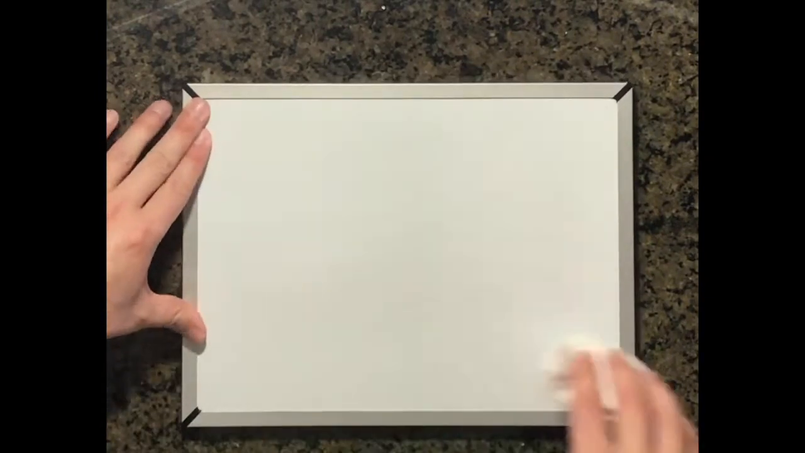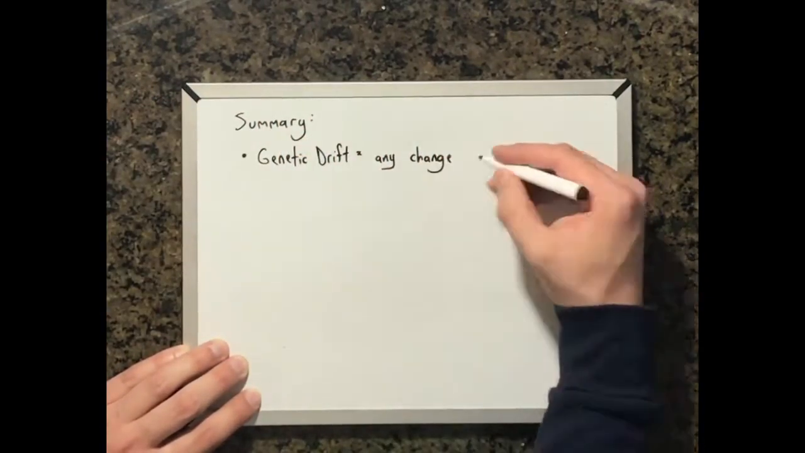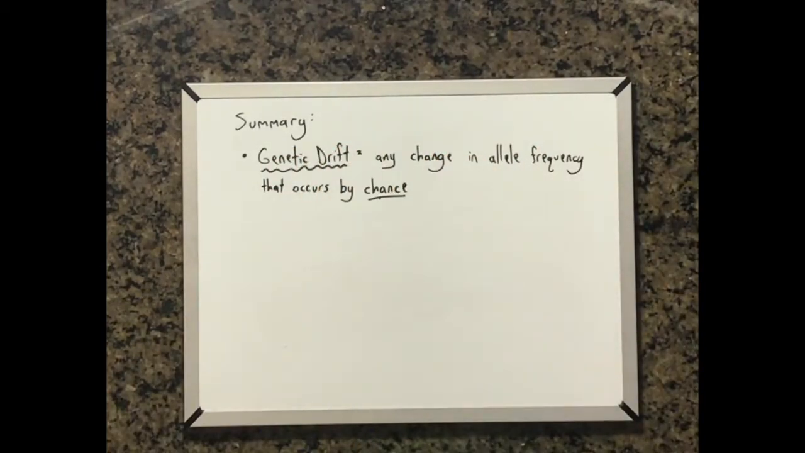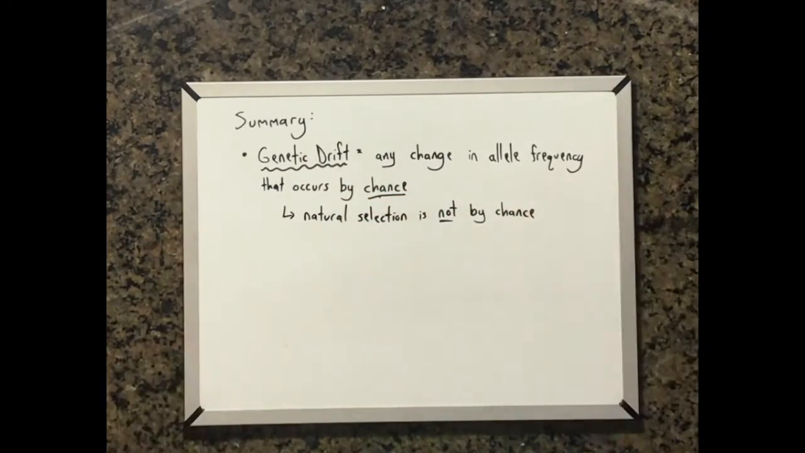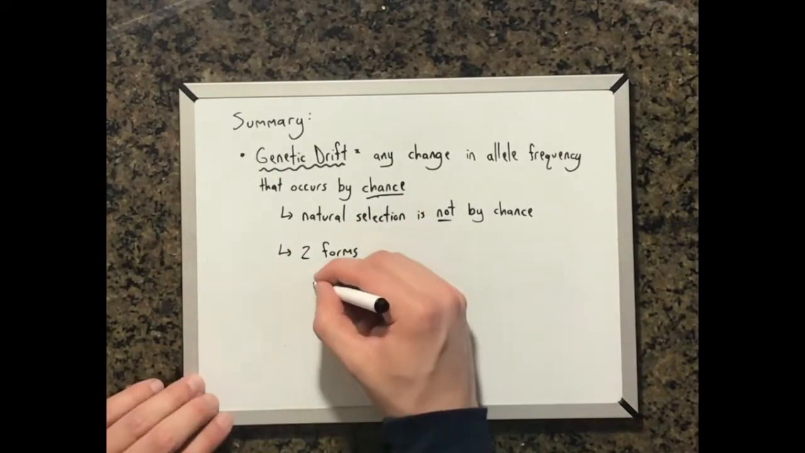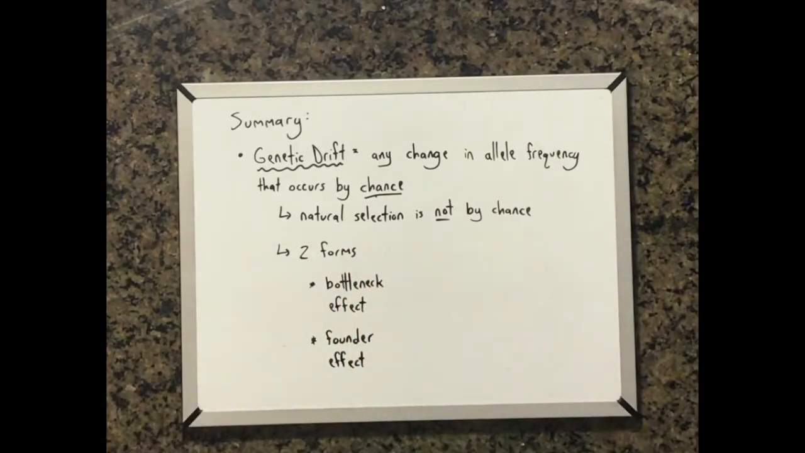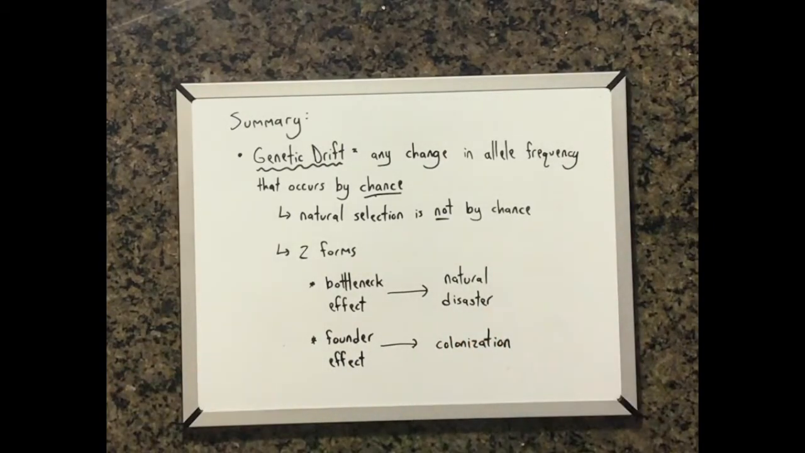So in summary, genetic drift refers to any change in the allele frequencies within a population that occurs by chance. This is different from natural selection, which does not occur by chance, but rather through the pattern of survival of the fittest. Genetic drift also comes in two forms, which are the bottleneck effect and the founder effect. The bottleneck effect leads to a random allele frequency change by some sort of natural disaster, while the founder effect brings about a change through a random colonization event.